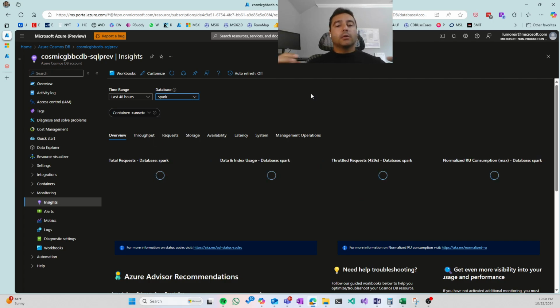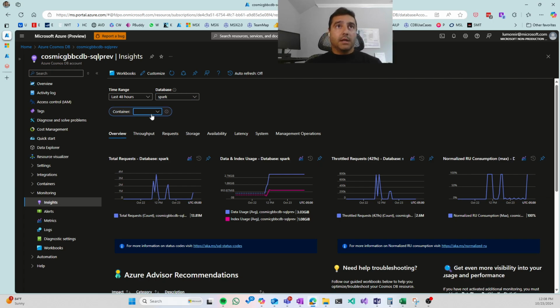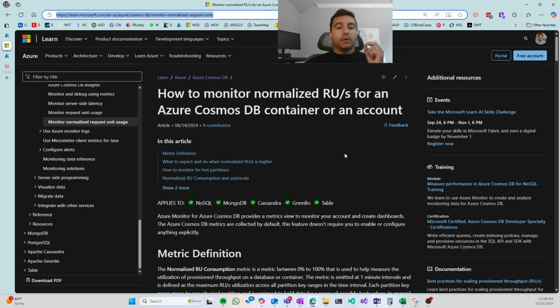So we need to narrow down exactly which container the 100% normalized RU is coming from. Of course, I do manage these workloads, so I know exactly which one it is. In this case, I'm going to look at the Databricks loads that I did and walk through the analysis. Before we go there, it's really important to understand what normalized RU is.